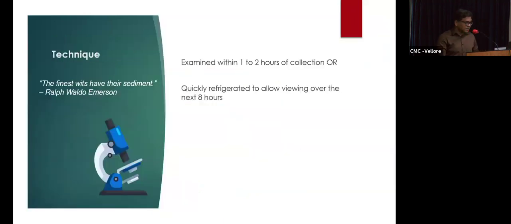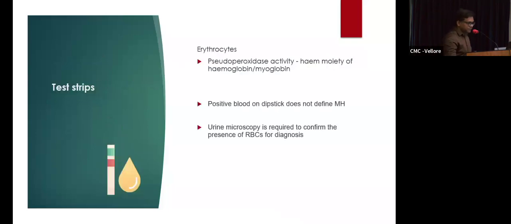So what is the technique? After sample collection, we have to analyze this urine within 1 to 2 hours, not more than that. And if we don't have a lab nearby, then we can refrigerate our urine at 2 to 4 degrees Celsius for 8 hours. So within 8 hours we have to analyze it, not more than that.